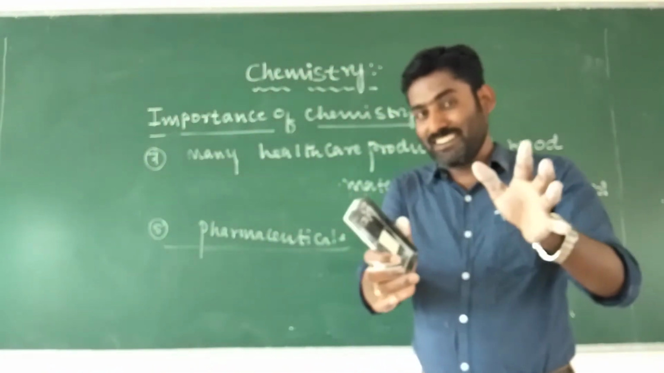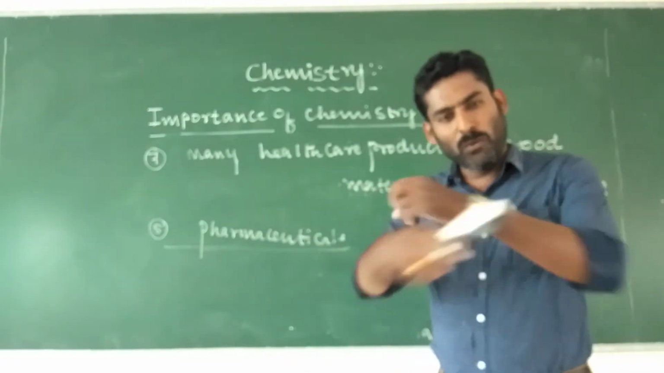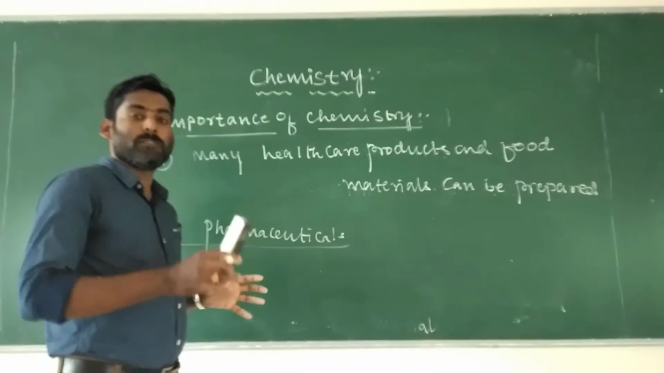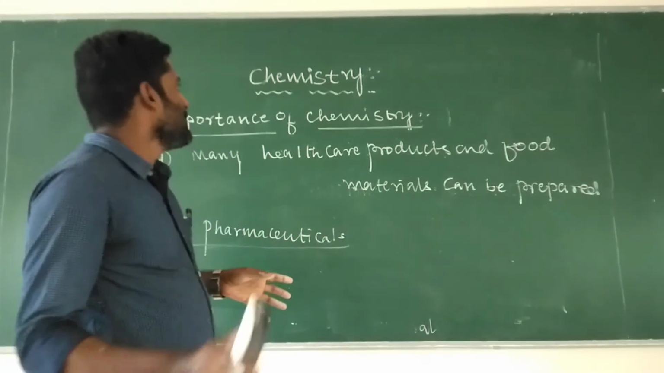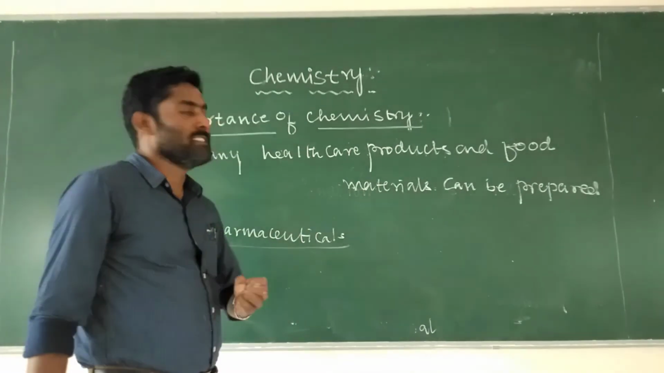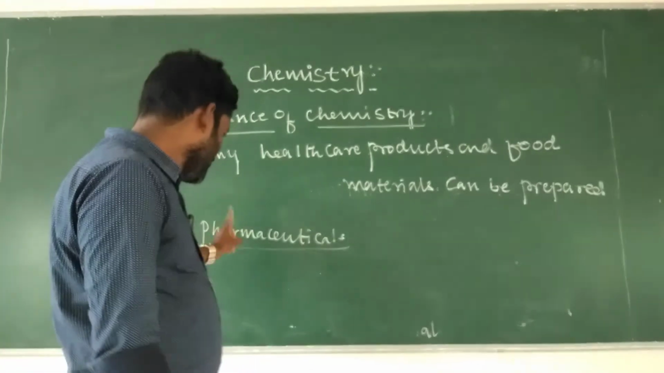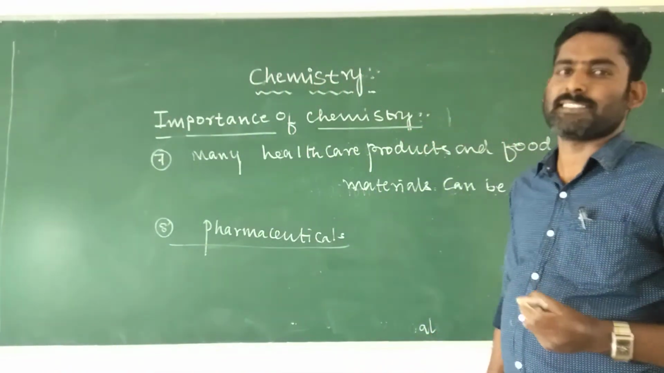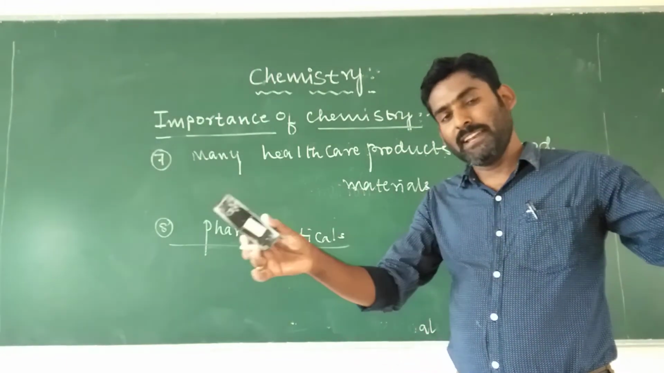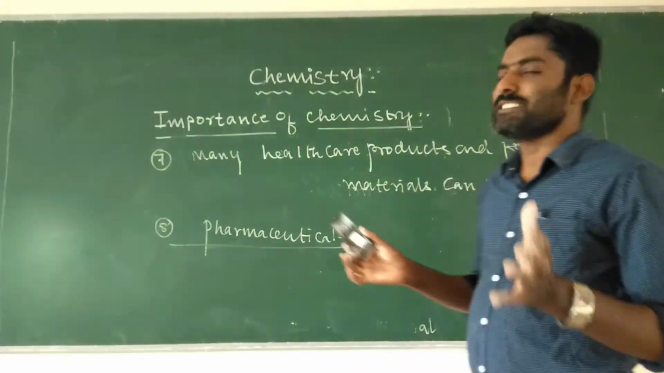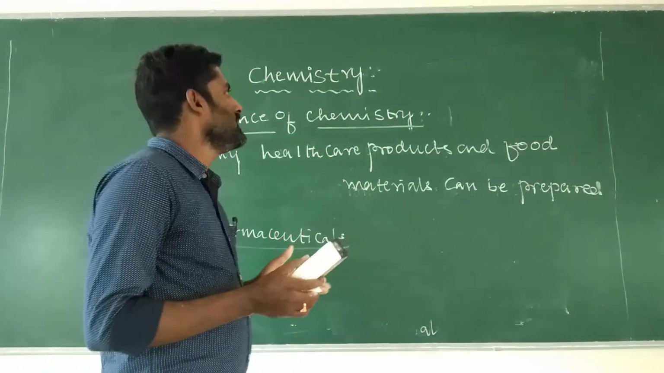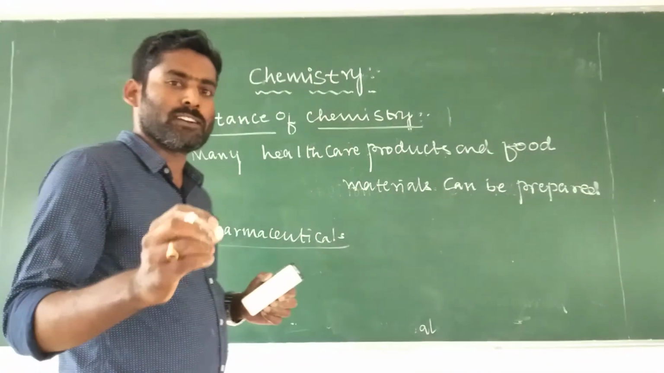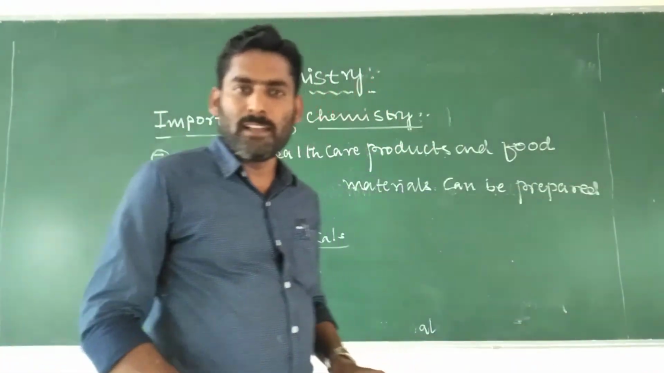So like this, not only corona disease, many bacterial diseases, many viral diseases, many fungi diseases can be cured and controlled with the help of drugs, chemical drugs. Those chemical drugs can be prepared with the help of the principles of chemistry. Now, pharmaceutical industry is the ever growing field, because nowadays we are finding many diseases in day to day life. Those diseases can be cured and controlled with the help of chemical substances. So like this, chemistry plays a very important role in the various fields.